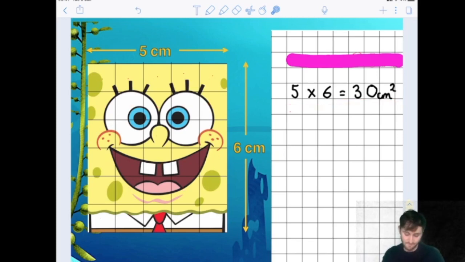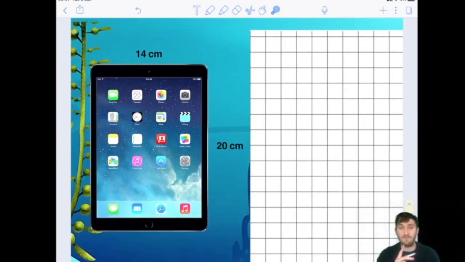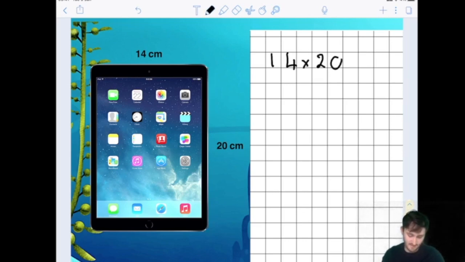So then our next one, this is quite a tricky one now. So this one does not have our squares, so we are going to have to do our multiplication method for this. So remember, I look at one side, so I've got 14, and I've got my next side, which is 20. 14 times 20. That's a tricky one.